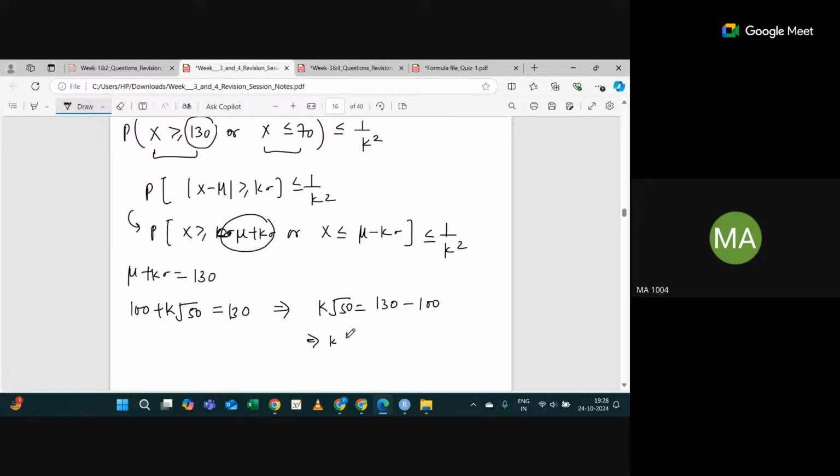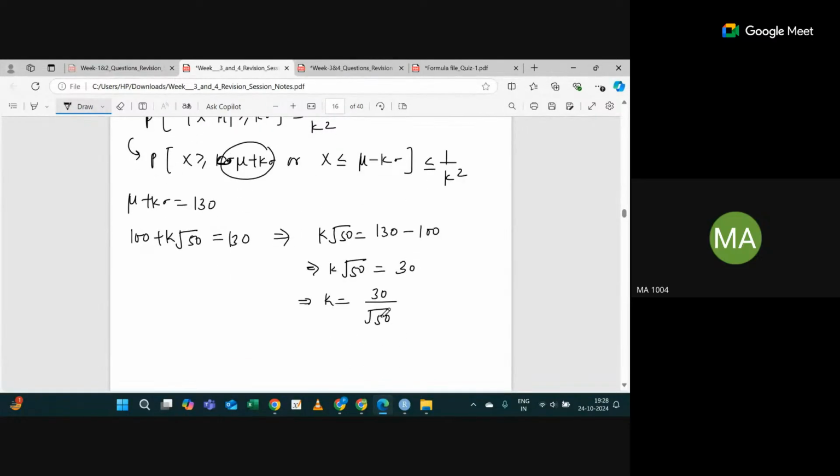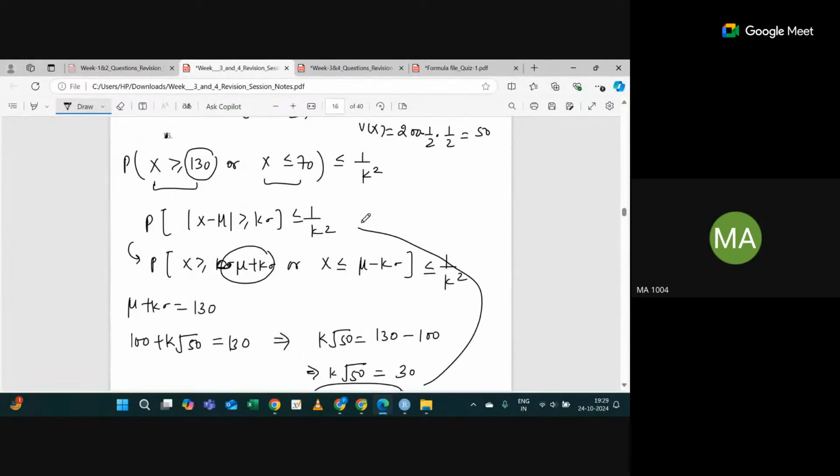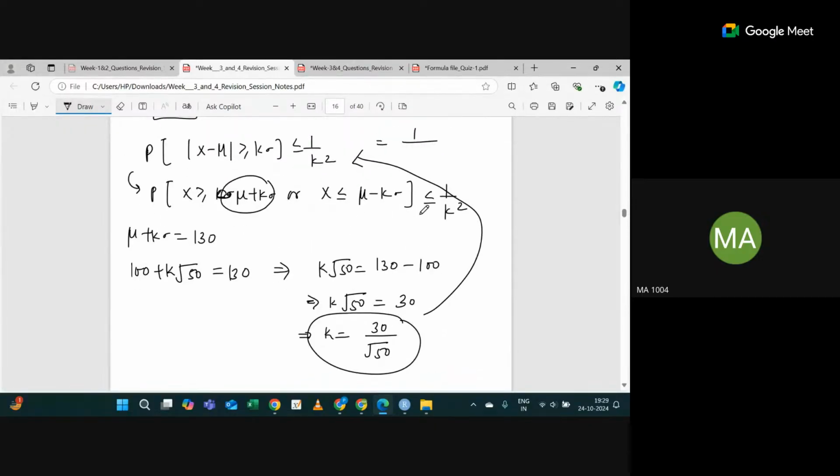Now from here it will be k square root of 50 equal to 30, and k will be 30 divided by square root of 50. So this is the value of k. You can simply substitute this value here. So you will get 1 upon k square, I mean 30, so it will be 50 divided by 900, right? You got the idea, right?